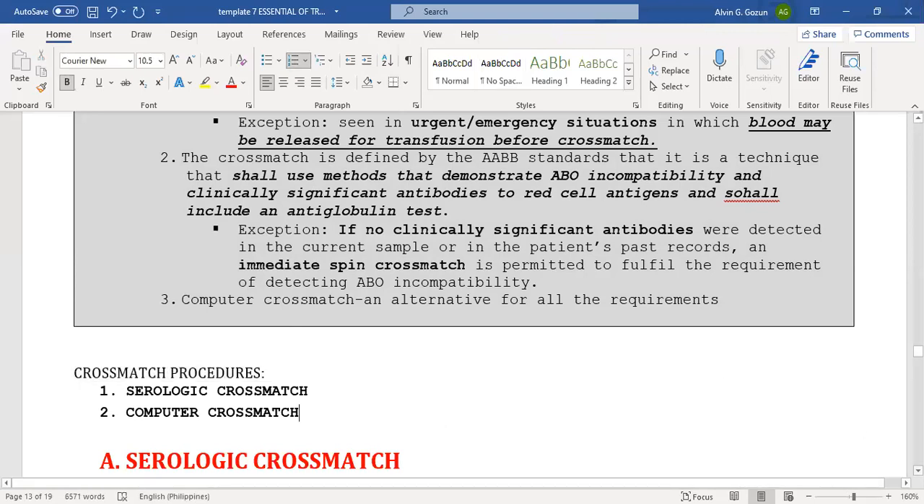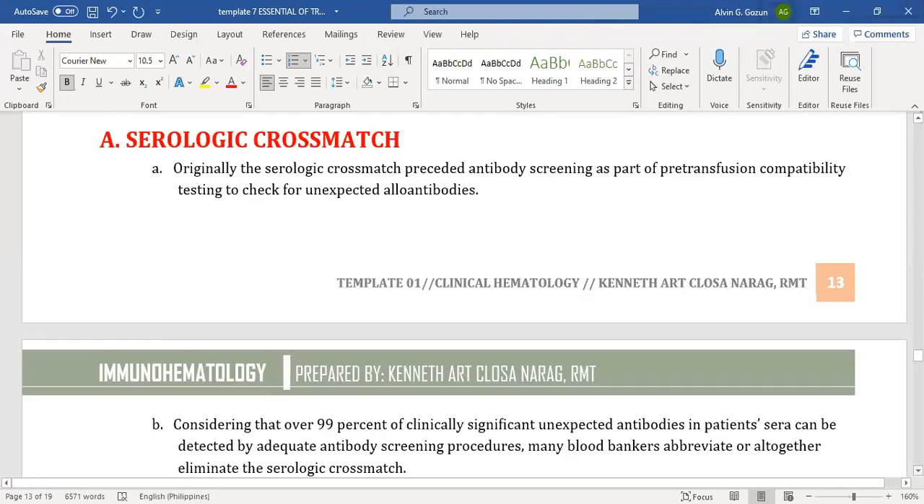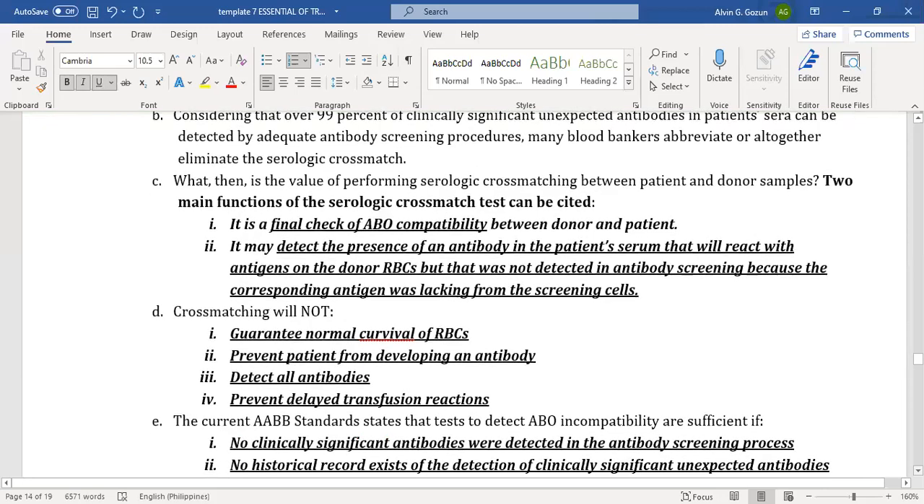Serologic cross-match originally preceded antibody screening as part of pre-transfusion compatibility testing to check for unexpected allo-antibodies. So what is the value of performing the serologic cross-match between the patient and donor samples? There are 2 main functions of serologic cross-match tests that can be cited. Number 1, the final check of ABO compatibility between the donor and patient.